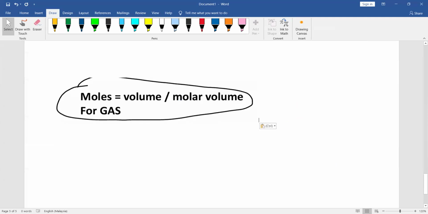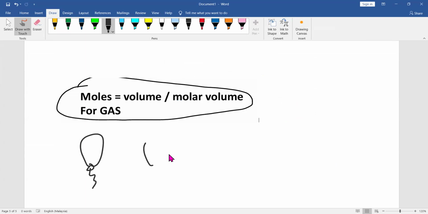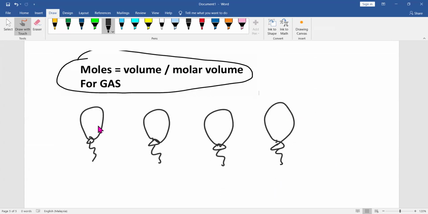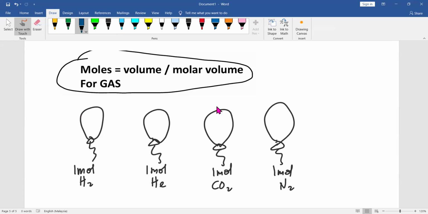Okay. Now, let's say I have 4 balloons. This balloon has 1 mole of hydrogen gas. This balloon, have I taught you this before? No, right? Helium gas, 1 mole of carbon dioxide, 1 mole of nitrogen. What I want you to do is tell me the mass of each balloon. Draw this, write this down, and find me the mass of each balloon.